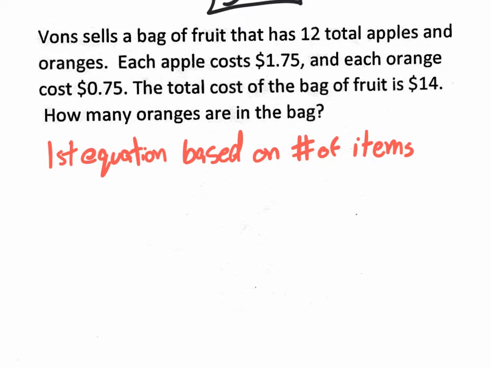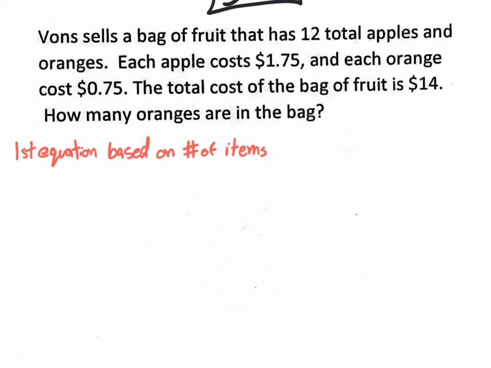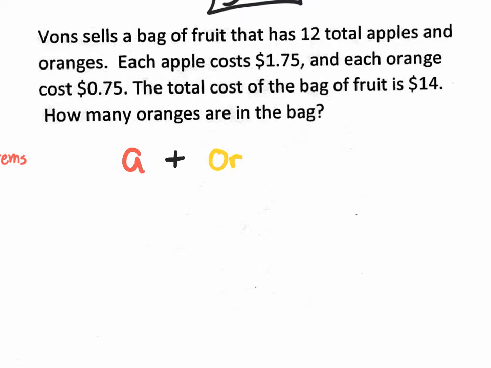So the first equation is going to be based on the number of items, and we are specifically dealing with apples and oranges. We're not dealing with adult tickets or student tickets. We're not dealing with nickels or dimes, but we're talking about apples and oranges. So I don't know how many apples there are. I want to put an A representing the number of apples. And I know that if I add the apples with the O for oranges, or I'll put OR for oranges, I know that the total is going to be 12. Now, how do I know that? Because it says up here that there's 12 total apples and oranges. Okay. So that is an equation based on the items, on the number of items.